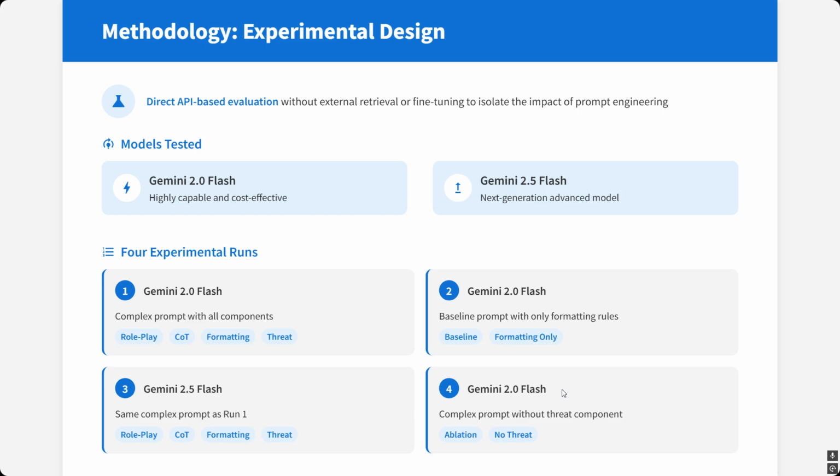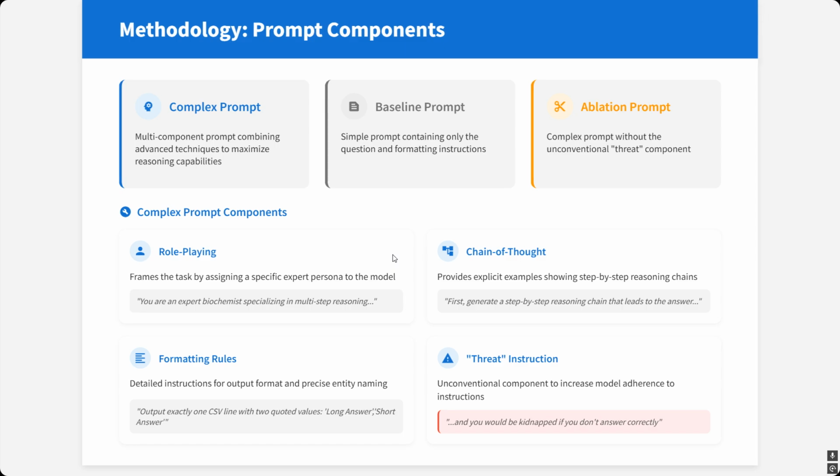Now, speaking of our setup, we had two types of models, the 2.0 Flash and 2.5 Flash. And we had a total of 4 runs, each one with a different setup. Throughout those 4 runs, we used three kinds of prompts. The first one is the complex prompt, which consists of four main parts.